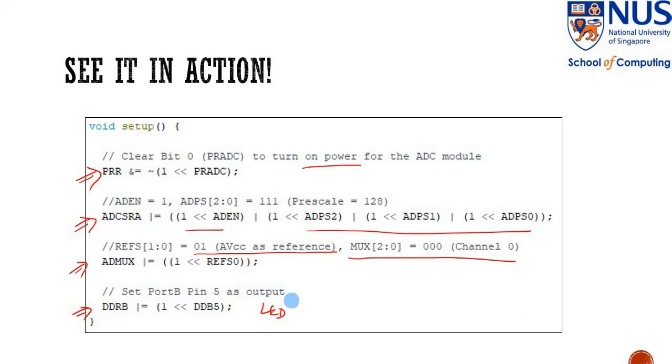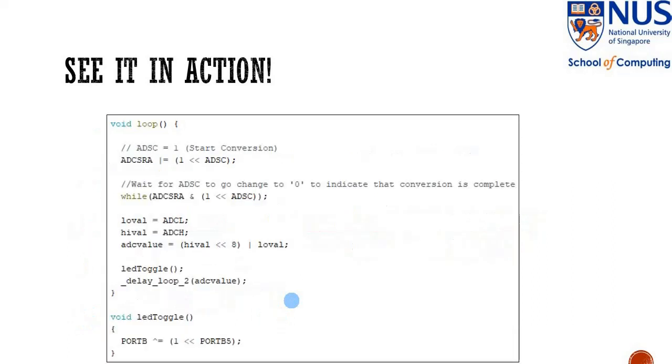Once the setup is done, all I need to do is start the conversion. If you remember, to start the conversion I write a 1 to the ADSC bit. Once a 1 is written to the bit, the ADC conversion will start, and that bit will remain 1 while the ADC conversion is going on. Once the ADC conversion is complete, it will change to 0. So I will be stuck in this loop while I'm waiting for the ADC to be complete.